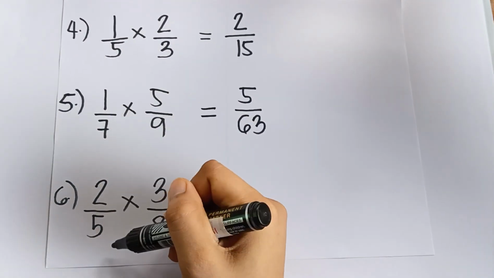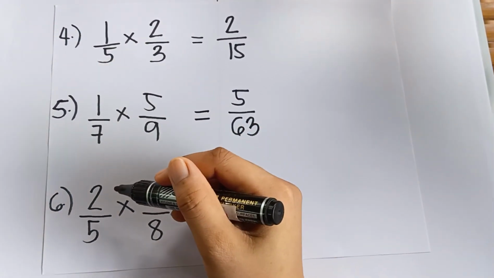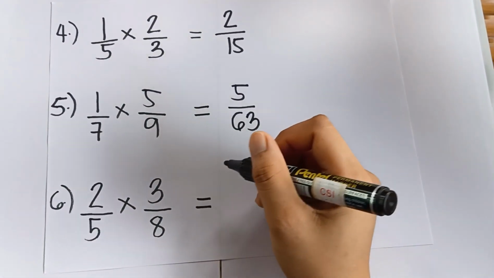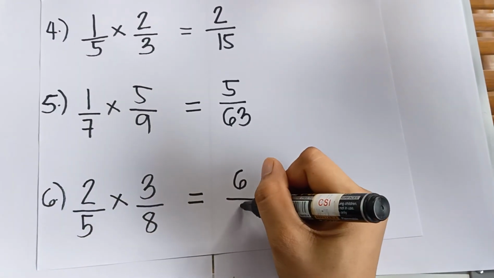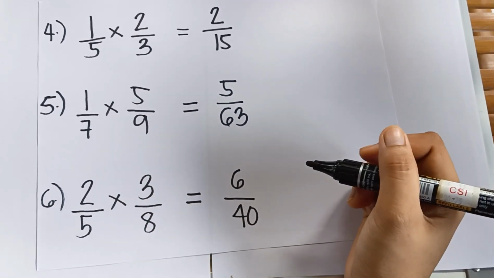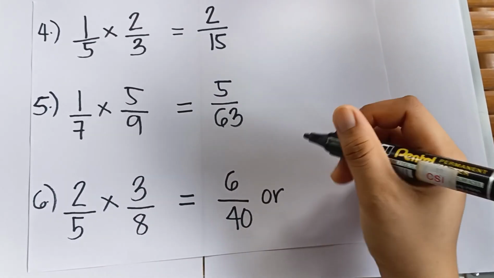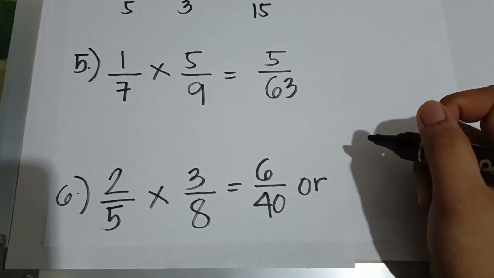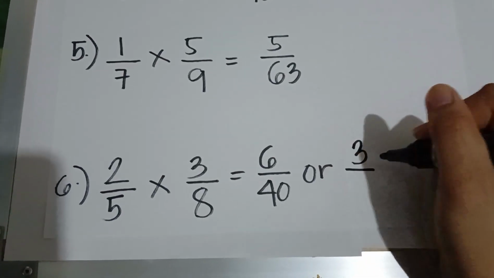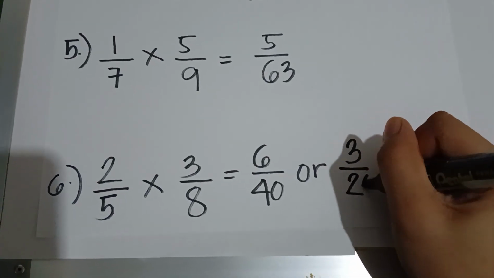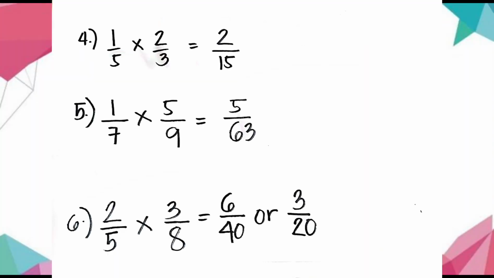Next, number 6, or the last example, we have 2/5 times 3 over 8. So we multiply both the numerators of the two fractions and also the denominators of the fractions. So 2 times 3 is equal to 6, and then 5 times 8 is equal to 40. So the answer is 6 over 40. We can simplify this by dividing 6 by 2 and then 40 by 2. So the answer is 3 over 20. This is now the simplest form of this fraction.